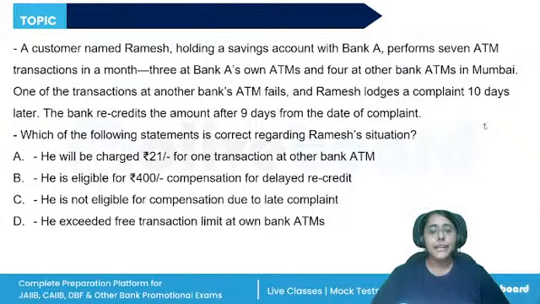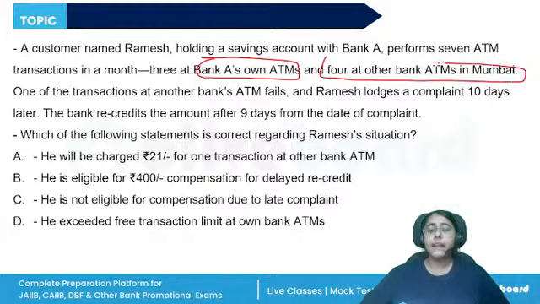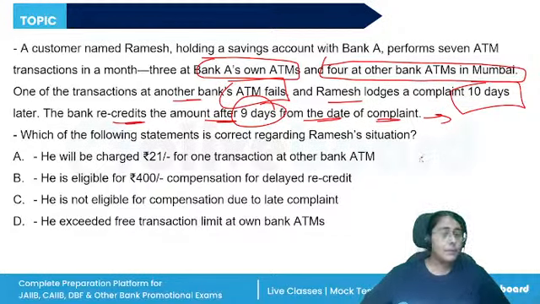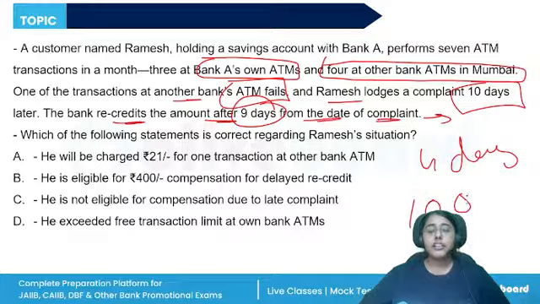A customer named Ramesh holding a savings account with Bank A performs 7 ATM transactions in a month, 3 at the bank's own ATMs and 4 at other bank's ATM in Mumbai. One of the transactions at another bank ATM fails, and Ramesh lodges a complaint in 10 days. Later, the bank recredits the amount after 9 days from the date of complaint. So here, compensation will definitely be given because T plus 5 is the maximum days. For 4 days, additional rupees 100 per day. So 400 will be the compensation paid.